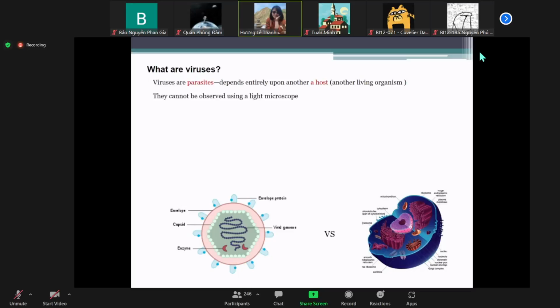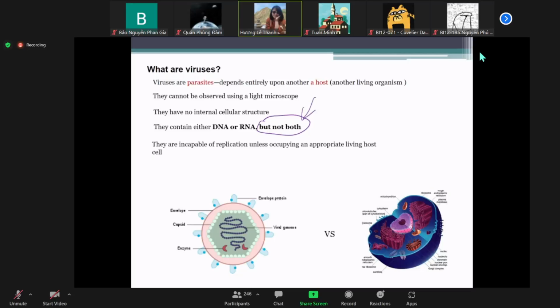They also have no internal cellular structures, because the structure of the virus is quite simple. It is much simpler compared to bacteria. They contain genetic material, either DNA or RNA, but never both of them. That is important information. And they have the ability to replicate only in living host cells, and they have no metabolism.